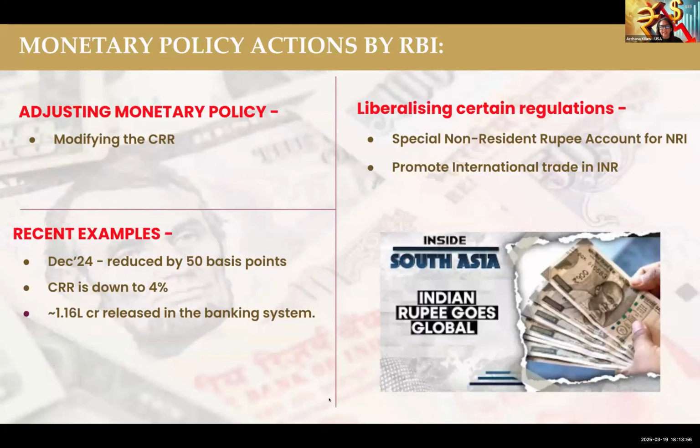To tackle the rupee's decline, the RBI did more than just step into the forex market. In December 24, they cut the CRR by 50 basis points, reducing it to 4%. This move helped ease liquidity issues, keep inflation in check, and indirectly gave the rupee a boost. Then in Jan 25, they allowed NRIs to open special non-resident rupee accounts for transactions with Indian residents. The RBI also promoted international trade by encouraging rupee-based trade agreements and promoting the Indian rupee in global transactions. Over to Malvika for more.